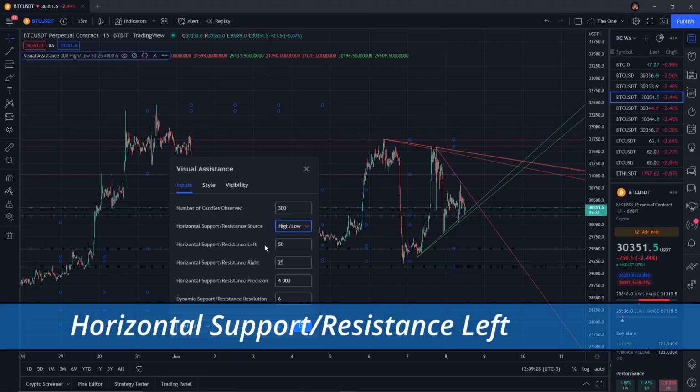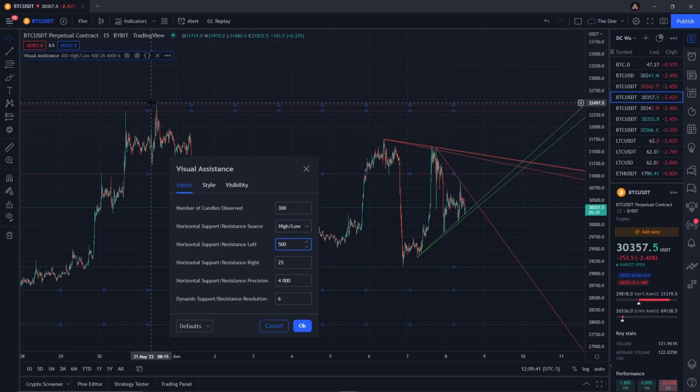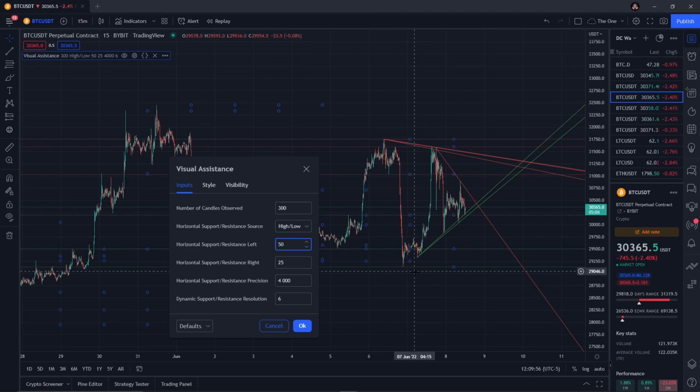Now the horizontal support and resistance left, this basically determines how many candles are observed to the left to determine if it's the highest point or not. So we can see here, if we change this to 500, then we're going to get a little bit different values as resistance points. So it's going to be from the current candlestick looking back 500 sessions to see support and resistance levels. You can see it extends them. Now if I change that back, we can see it tightens up the range to a little bit more close and immediate support and resistance lines.